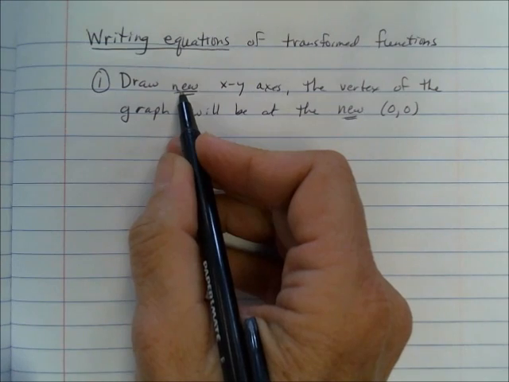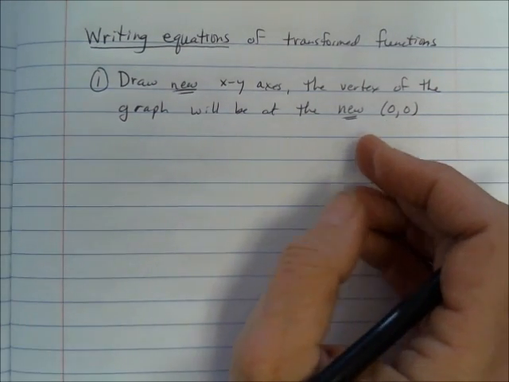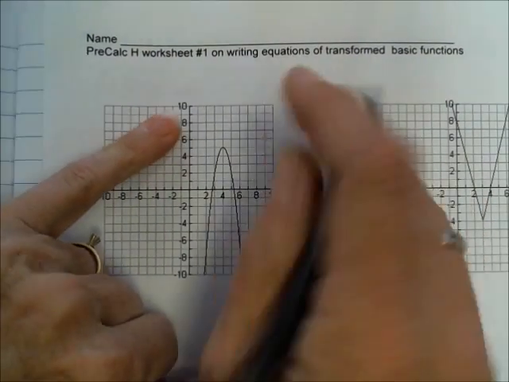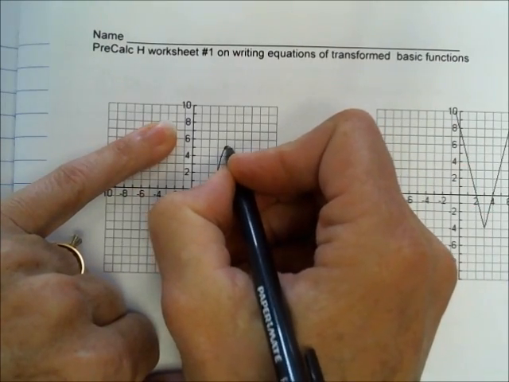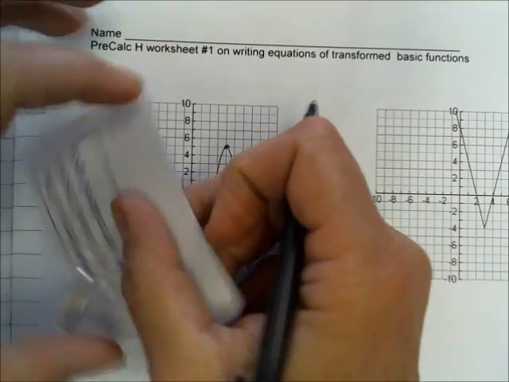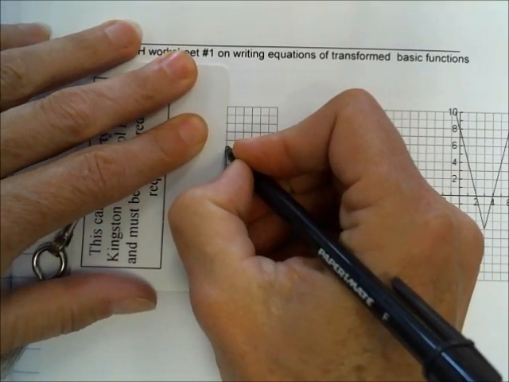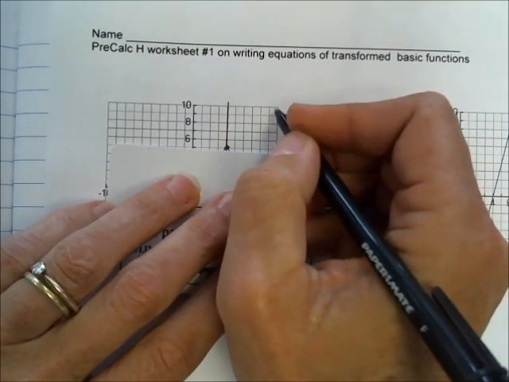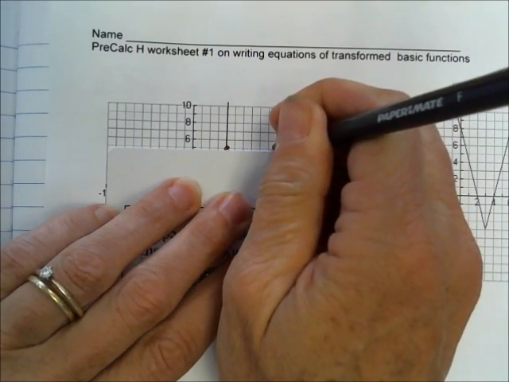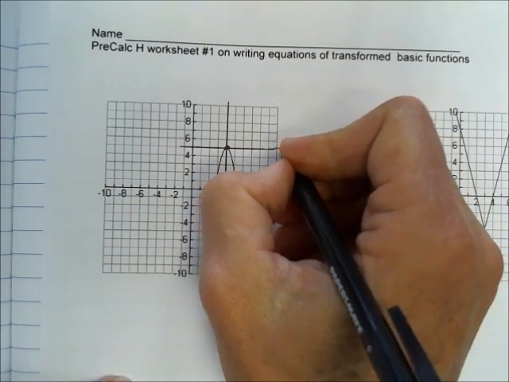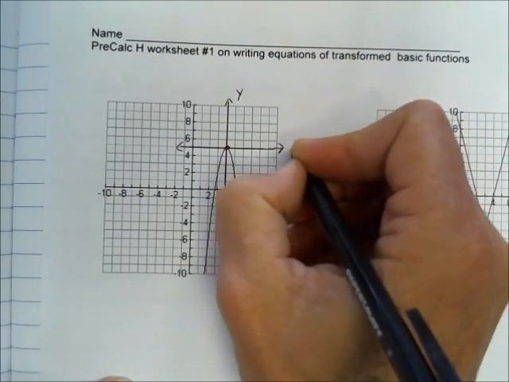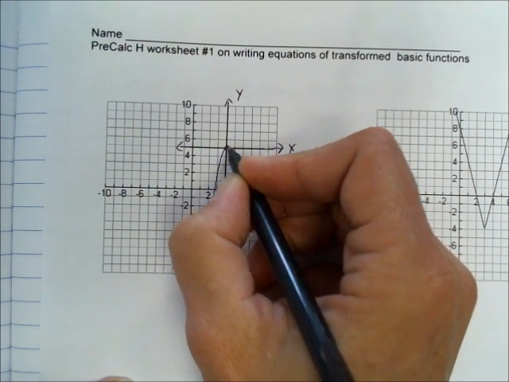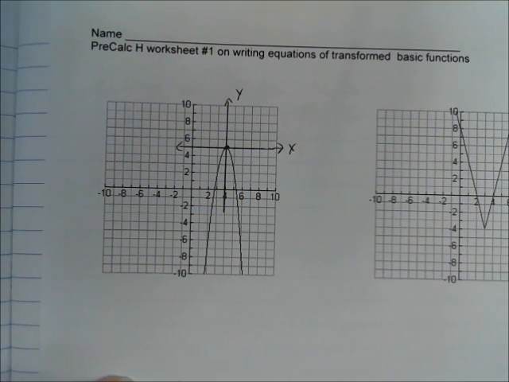The new XY axes, the new 0, 0. And that's where the vertex of this graph will be. In other words, I know this is a quadratic graph, and here's the vertex up here. So I'm just going to mark the vertex, and then draw new XY axes, and this origin is going to be right here at the vertex. So here's our new XY axes. This is 0, 0. This would be 1, negative 1, 1, negative 2, etc. That's the first step.